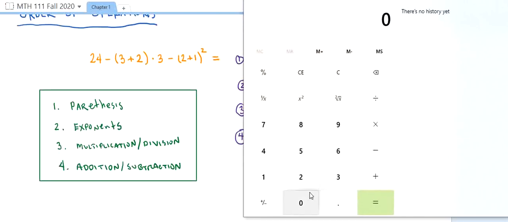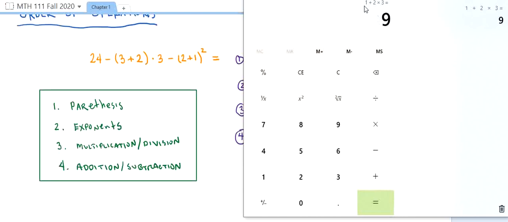I'm not going to type in this whole thing again. I'm just going to demonstrate. 1 plus 2 times 3. If we followed order of operations, we do the multiplication first, which is 2 times 3 is 6, plus 1 is 7. 7 should be the answer, but look at the answer this gives. It gives 9. It doesn't follow order of operations.